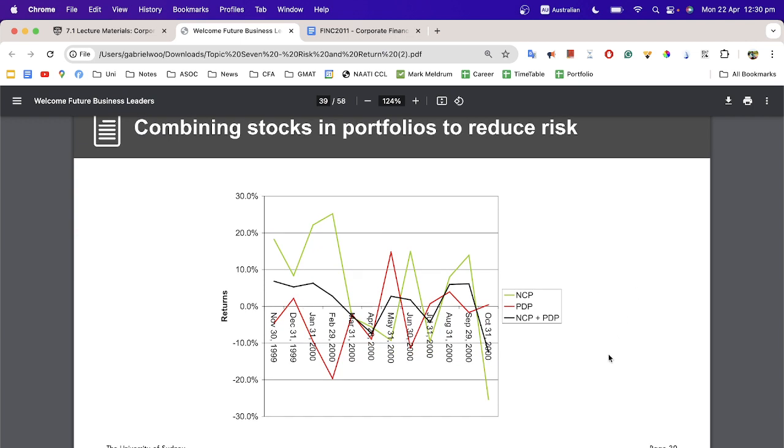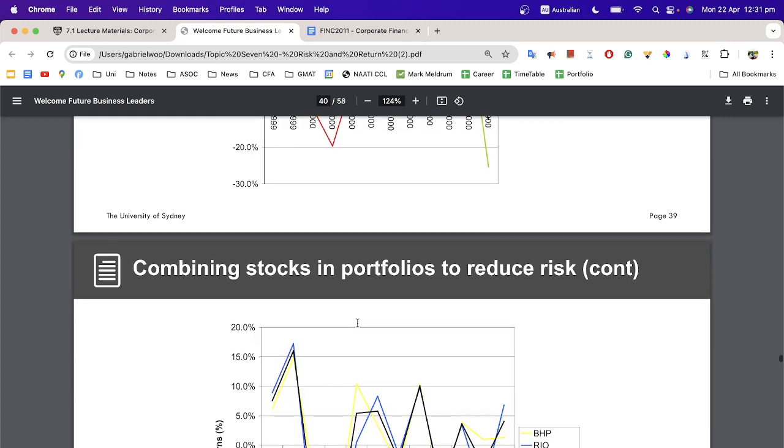Let's look at an example here. These are 2 stocks that are not highly correlated, NCP and PDP. So as you can see in this period right here, when NCP decreases, PDP increases. So the combination portfolio of NCP and PDP actually is rather smoothed out. Okay, and here when PDP decreases and NCP actually increases, so therefore the return is actually smoothed out. So this is the idea of how adding additional stocks within a portfolio reduces risk through diversification.